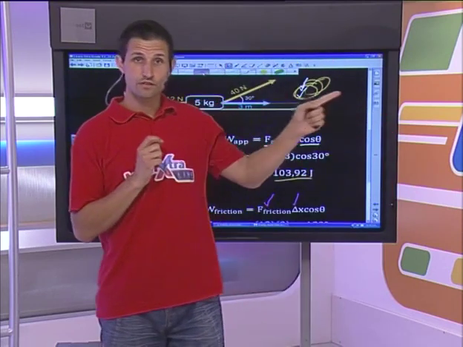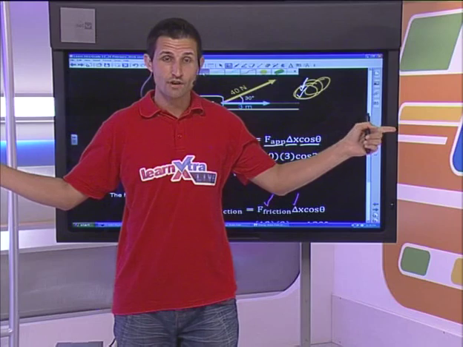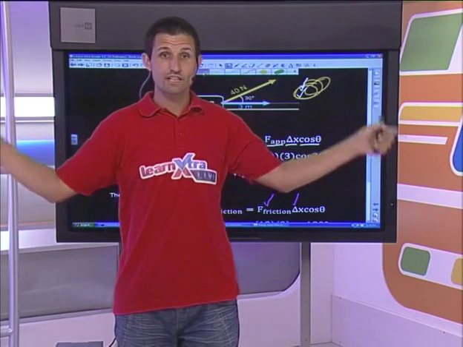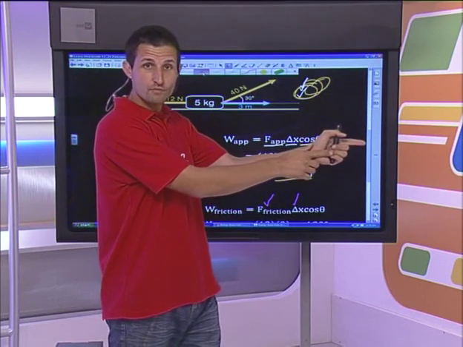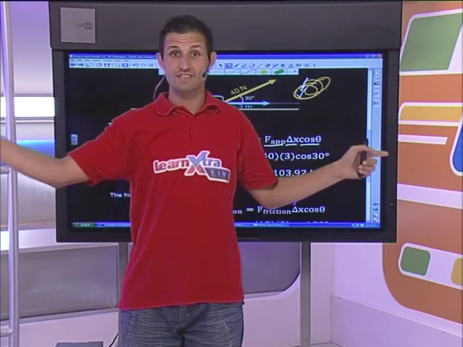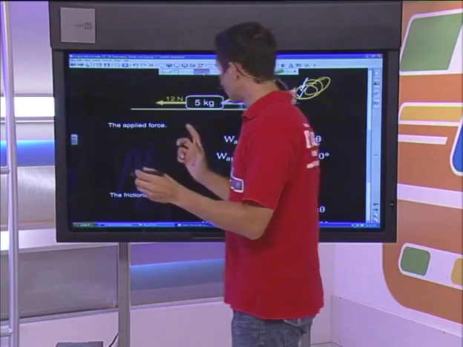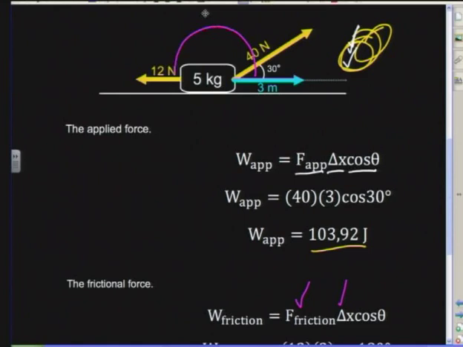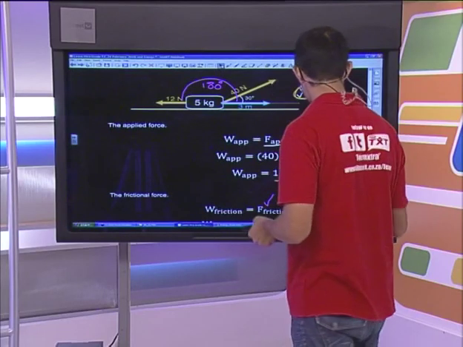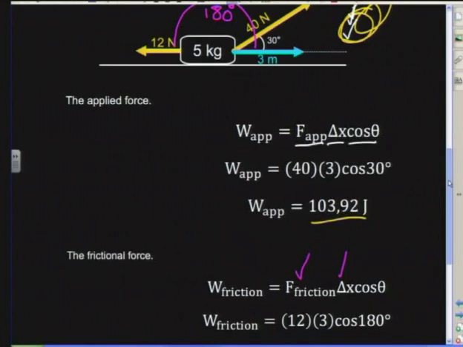Guys, friction is not acting in the same direction as displacement. They are directly opposed from each other. So here we go, this is my direction of displacement. Friction is acting in the opposite direction. Let me see. I've got my displacement, and it's half a circle away from my friction. So that is 180 degrees. I'm going to use 180 degrees, and something really cool is going to happen.